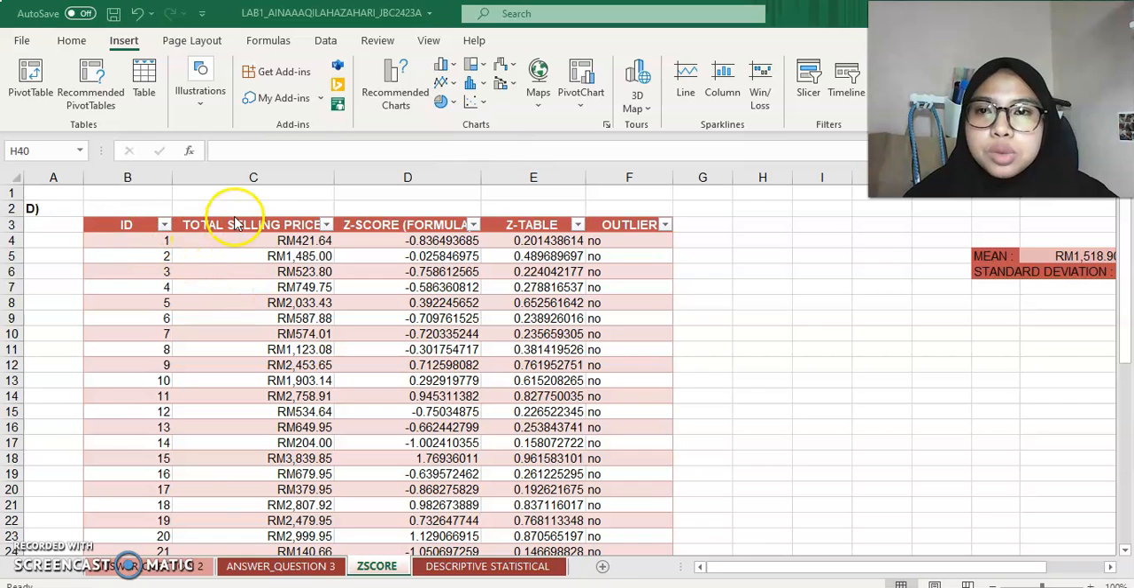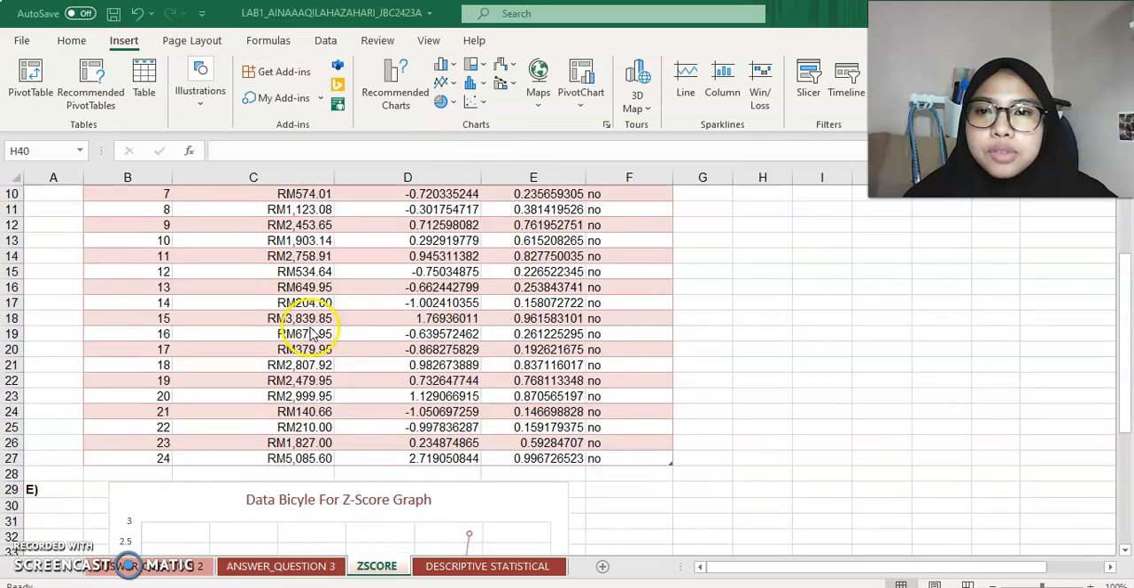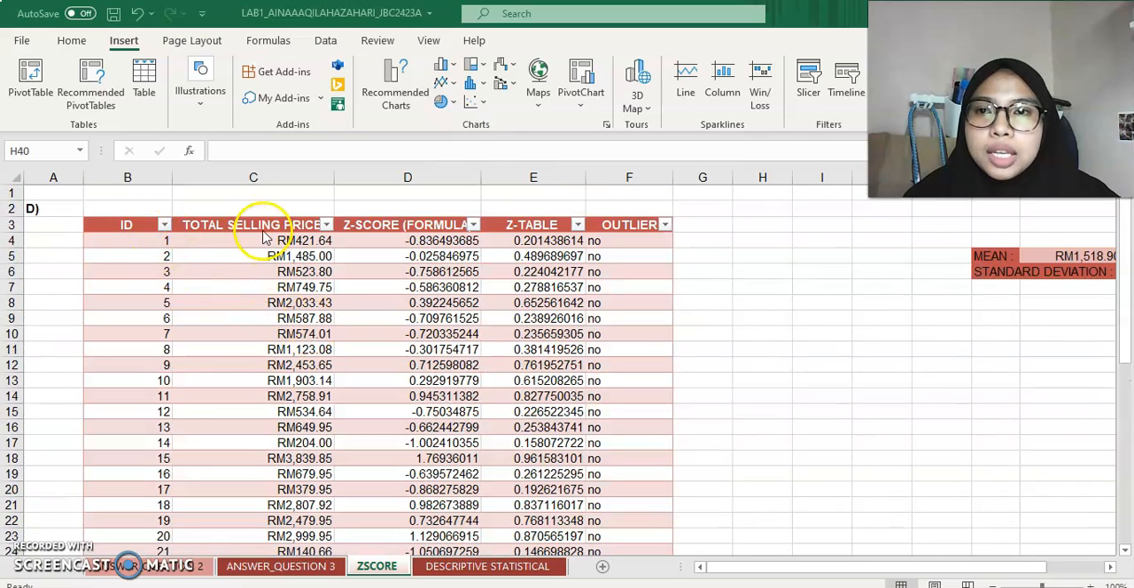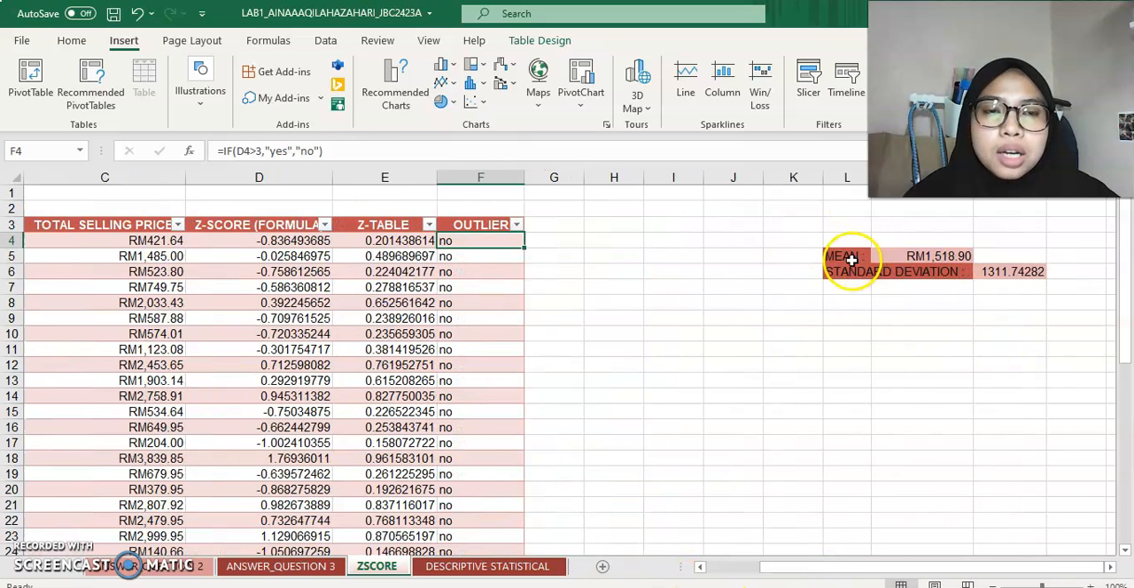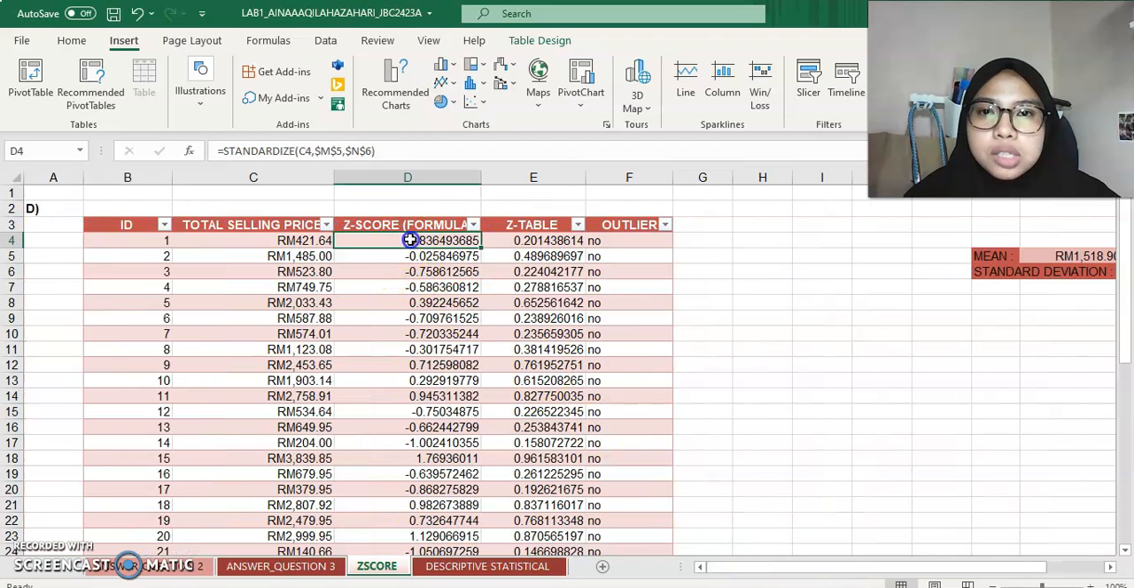Okay, for the question 2D, this is the table you must have to do. ID and total selling price, you can copy paste from the data. For the Z-score formula, this is the formula, standardized for the Z table, NORM.DIST, and outlier. But you have to calculate the mean and standard deviation for the Z-score formula.